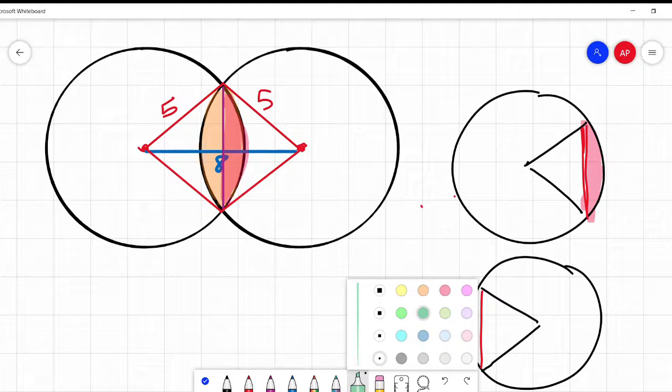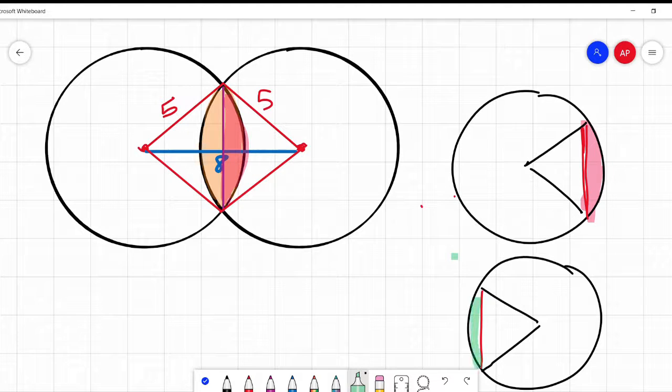So this segment right here is the same as this left-hand side. I could either find the area of segment 1 and segment 2 and add them together, or I could just find the area of one of them and multiply by 2. That's what I'm going to do.